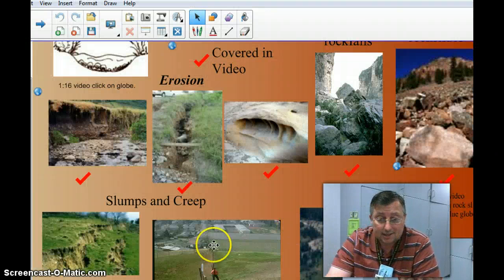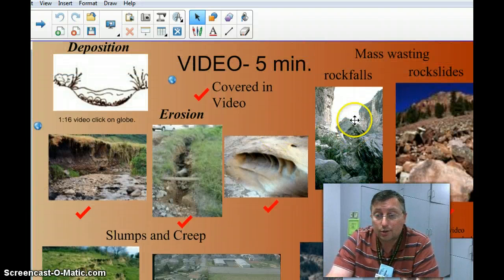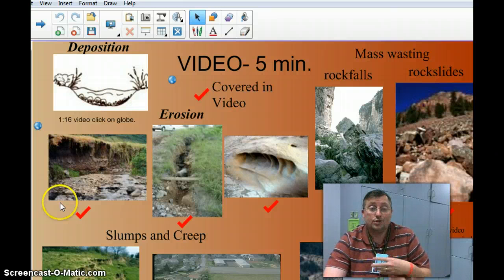And I think that's it. I think mud flow we showed, a rock slide, which is a lot of rocks. That's where the whole mountain kind of came down the side. Rock fall, that's just one or two rocks falling. We saw some erosion in the videos, and deposition is just dropping it off. So you can see how that really has a lot of force shaping the earth.